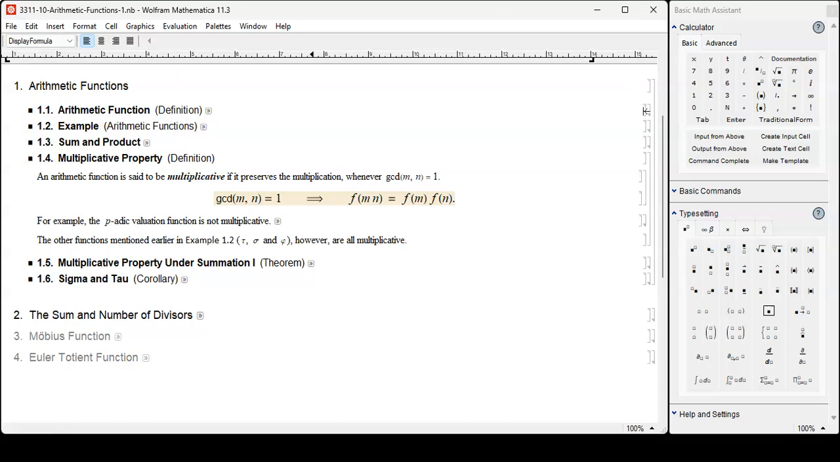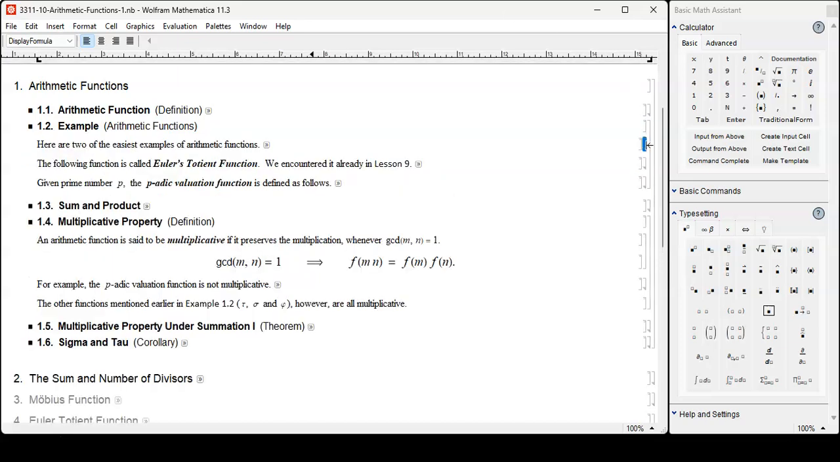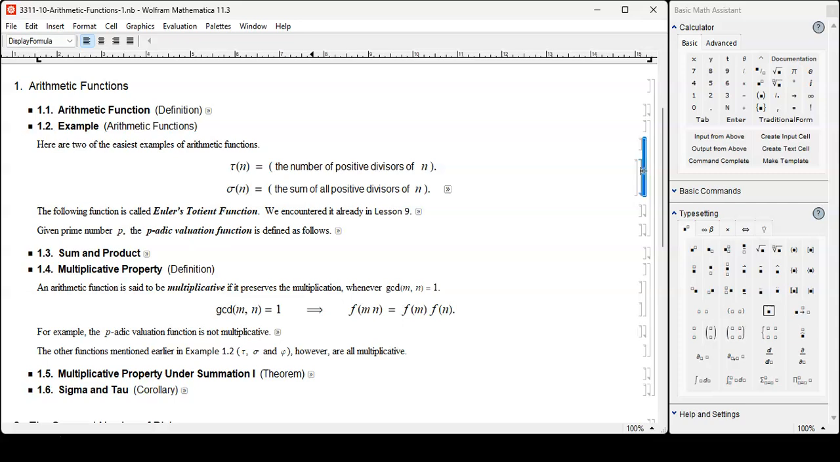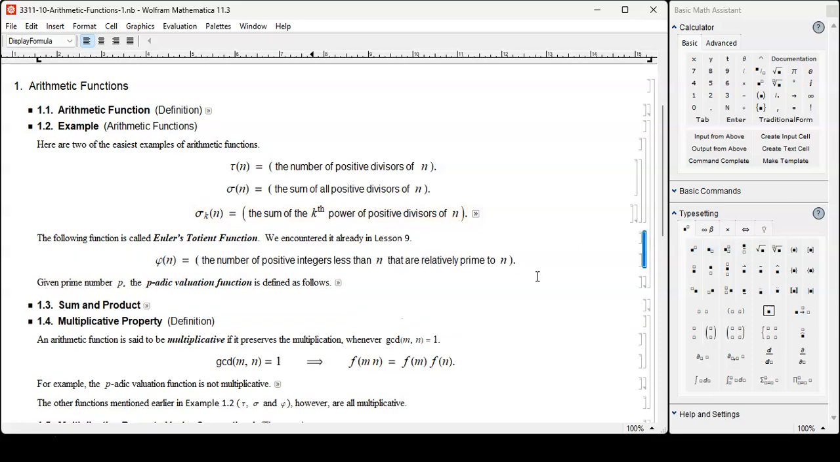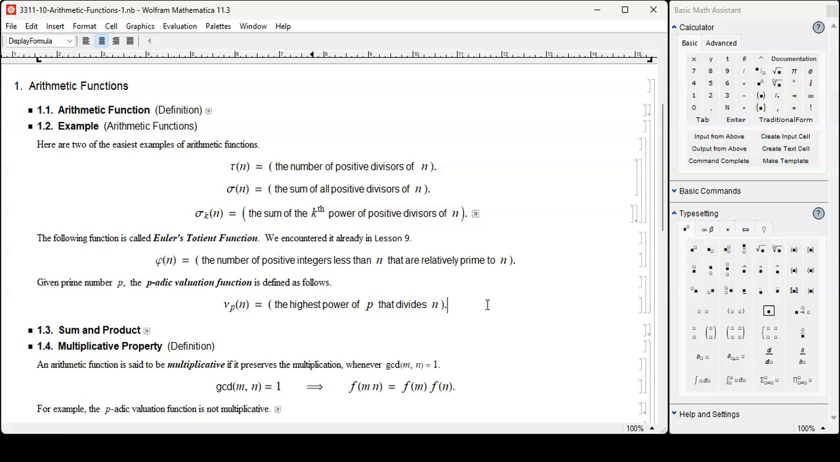Well, in 1.2, we went through a number of important examples, tau and sigma, and then their generalization, sigma k, and then the most important of the bunch, phi, and finally, a little bit of a sideshow, nu p. What do you think? Well, it turns out all these are multiplicative. The last one here is not. So how do you prove these claims?